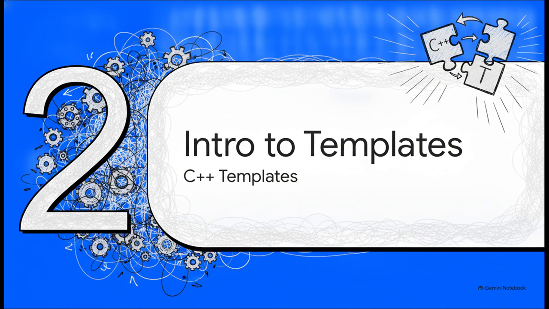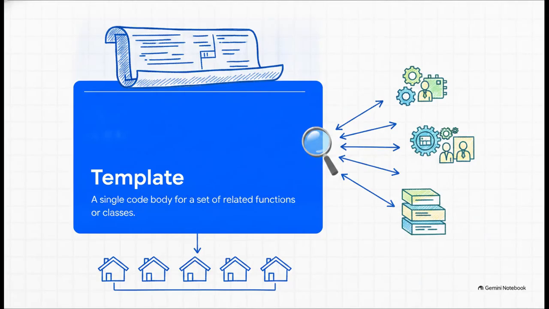Which brings us nicely to section 2, introducing C++ templates. Let's ditch that maintenance nightmare. Templates are the elegant solution C++ gives us to just wipe out this duplication problem entirely. So what exactly is it? A template is basically a single code segment. Think of it as a master blueprint. You use this one blueprint to automatically generate a whole set of related functions, which we call function templates, or a set of related classes, which are class templates. You write it once, and the compiler handles all the heavy lifting.